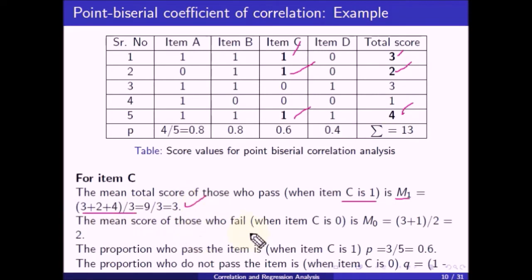The total score of those who fail, so when C is equal to 0, it is 3 and 1. So we have to take the mean. So 3 plus 1 by 2, because two rows are there. So it is 2.